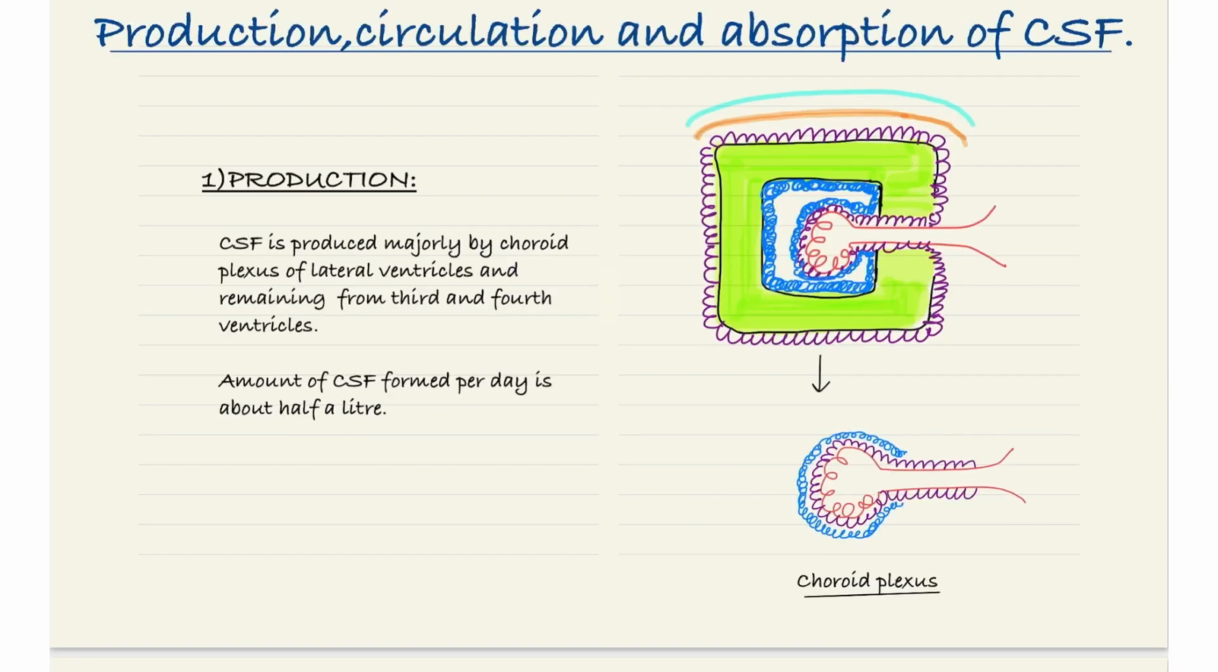Now we will talk about the production, circulation and absorption of CSF. First, production. CSF is produced majorly by the choroid plexus of the lateral ventricles and the remainder from the third and fourth ventricles. Majorly, 80 to 85% is produced from the lateral ventricles and the rest from the third and fourth ventricles. The amount of CSF formed per day is about half a liter, that is 500 ml.